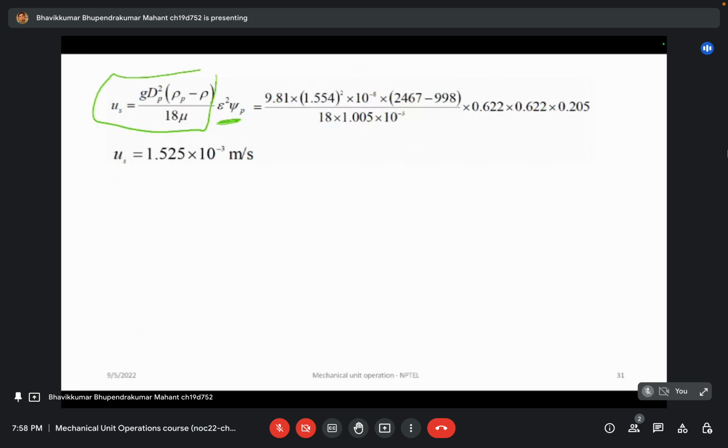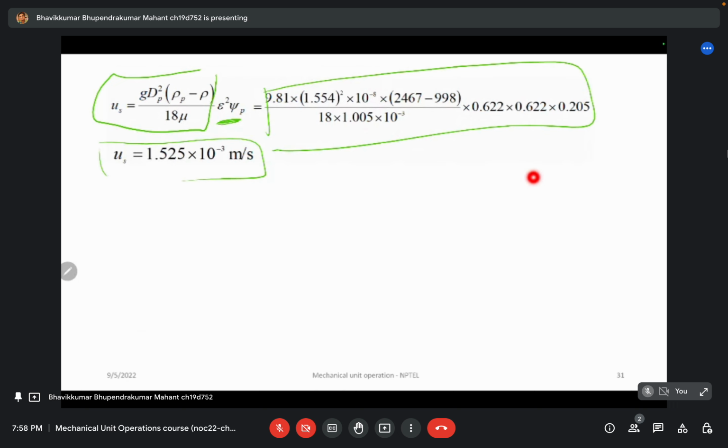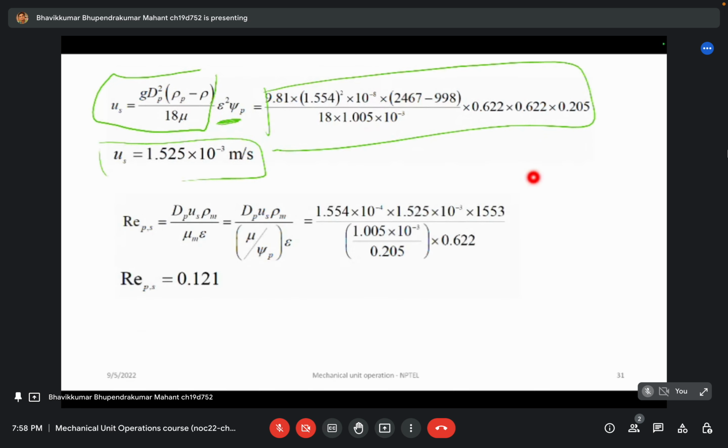If you substitute all the values into the equation, at the end you will get the velocity in the suspension as around 1.5 into 10 to the power minus 3 meters per second. At the end, if you want to find the Reynolds number for the same, when we consider the hindered settling velocity or the suspension, then you consider the Reynolds number with a correction factor, which is mu by psi p into epsilon, and if you substitute all the values, you will get the Reynolds number as 0.121.